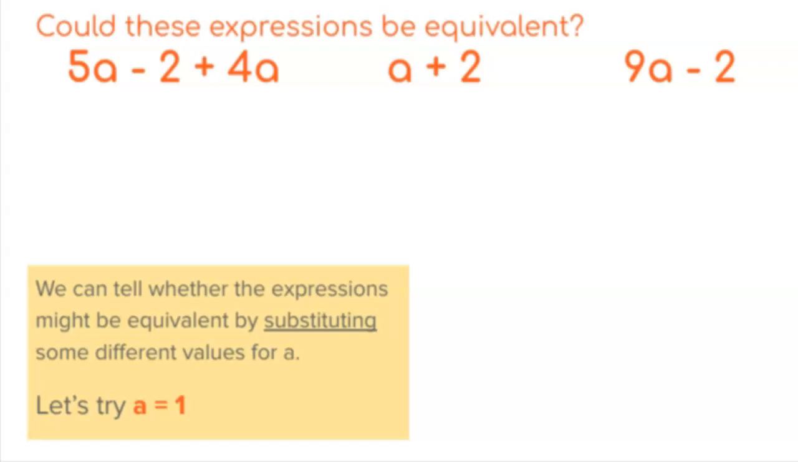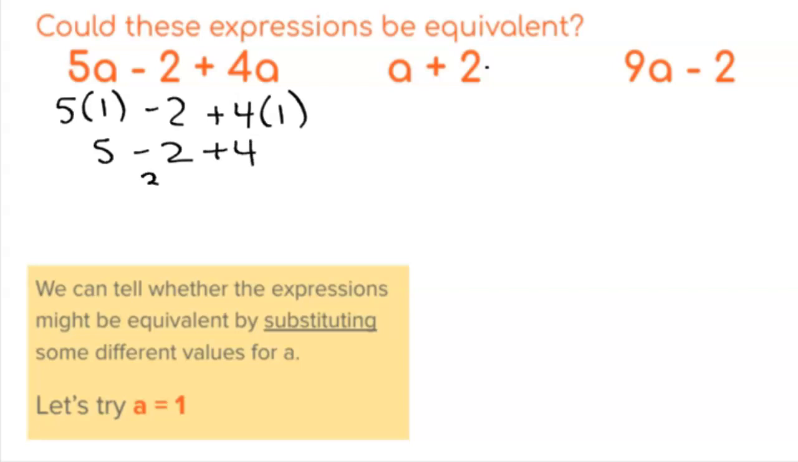One way that you could tell whether they might be equivalent is by substituting in some different values for a. Let's try a equals 1. So every time I see an a, I'm going to put in the value of 1. So 5 times 1 minus 2 plus 4 times 1. And then I'm going to solve this expression. So 5 times 1 is 5 minus 2 plus 4. 5 minus 2 is 3, plus 4 is 7.